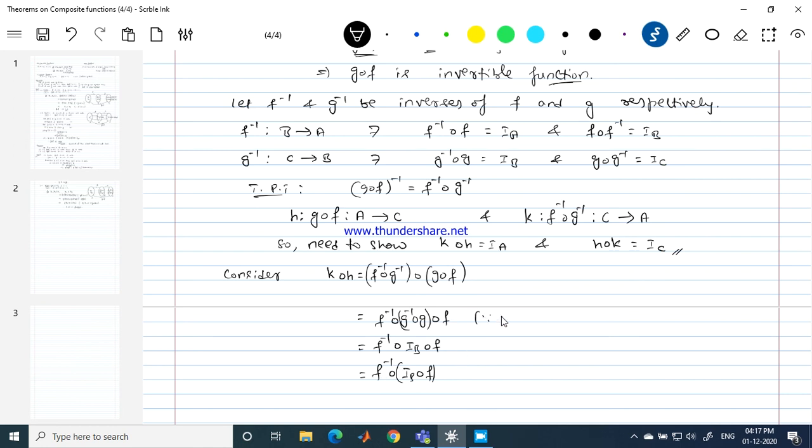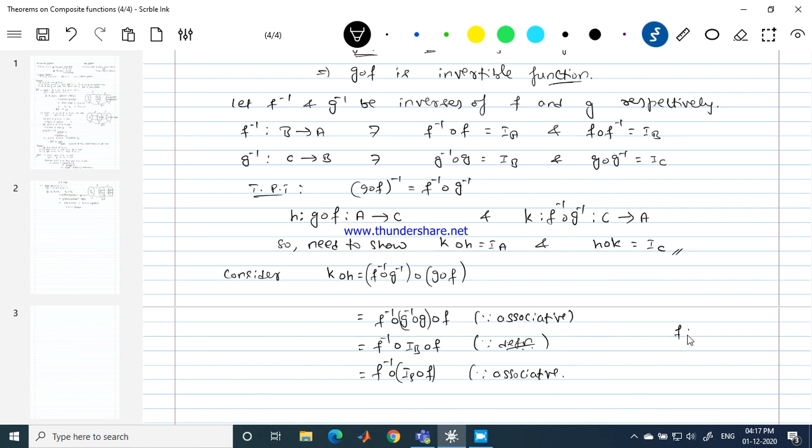This came from the associative property. This came from the definition of inverse. So this is the rule I have used here: G composition G inverse is equal to IB. And this is once again from the associative property.